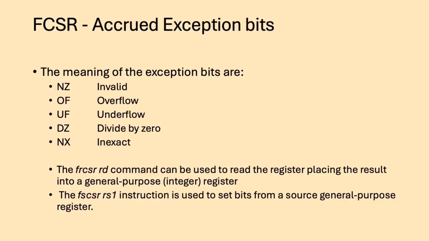Also within the floating point control and status register, as we mentioned, there's a field known as the accrued exception bits field. And the meanings of these exception bits are invalid, overflow, underflow, divide by 0, and inexact. We can actually read these bits using the floating point read CSR command. And this will read the register, and it places the result into a general purpose integer register. We can also set bits from a general purpose X register into the floating point control and status register.